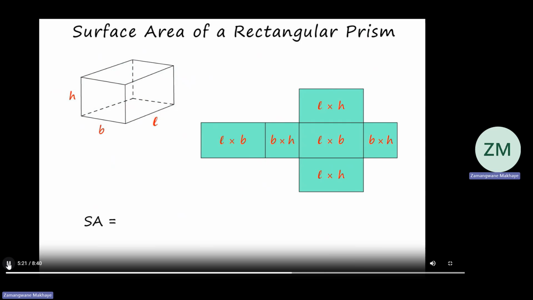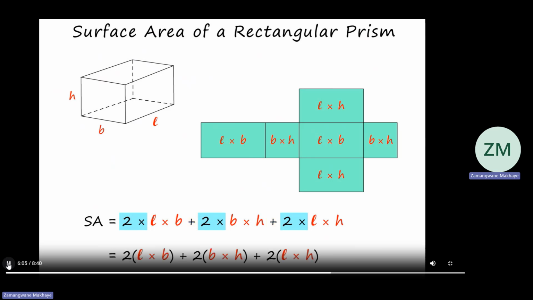So the surface area of a rectangular prism is 2 times length times breadth, plus 2 times breadth times height, plus 2 times length times height. Please note, we need the combination of these two dimensions, length and breadth, as well as the combination of breadth and height, and also the combination of length and height. And we need 2 of each combination. And we need to add them to get the surface area of a rectangular prism.